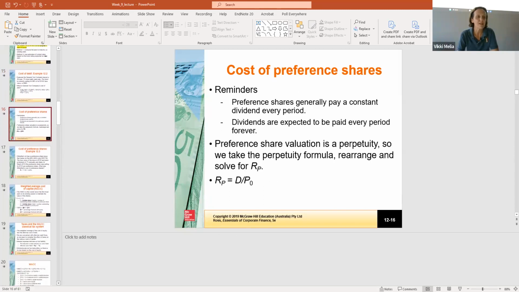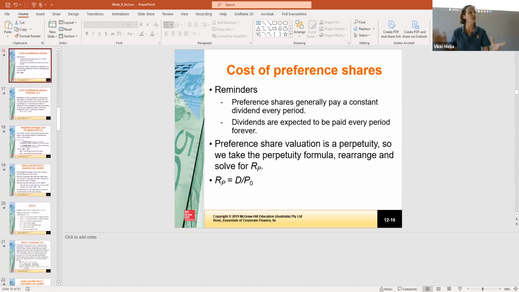So we've looked at the cost of ordinary shares, the cost of equity, which was ordinary shares. We've talked about the cost of debt. The other thing to consider is just measuring the cost of preference shares if the company has preference shares on issue. Not all companies issue preference shares. All companies issue ordinary shares, but they don't all issue preference shares. So this is relevant to some companies, but not to all companies.